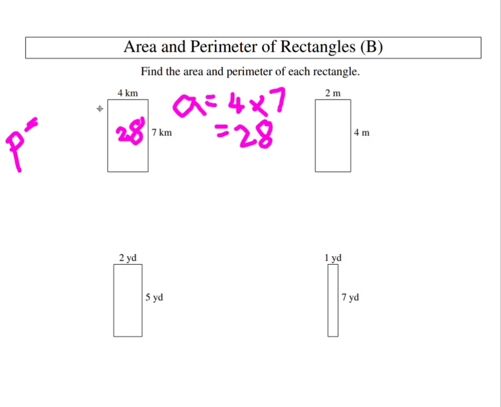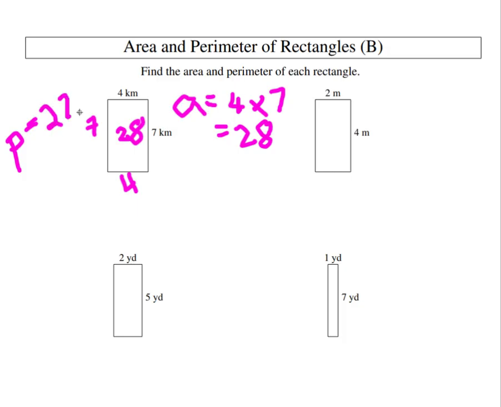We could also, for the perimeter, find out how much fencing we need. So what we would do is add up all of the sides. So 4 plus 7 plus 4 plus 7. And how do we know that these sides are 4 and 7? Because in a rectangle, one of the characteristics is that 2 sides are the same and the other 2 sides are the same. So we would add all these up. So 4 plus 7, 8 plus 7, 15 plus 7, 22. And the perimeter is 22.